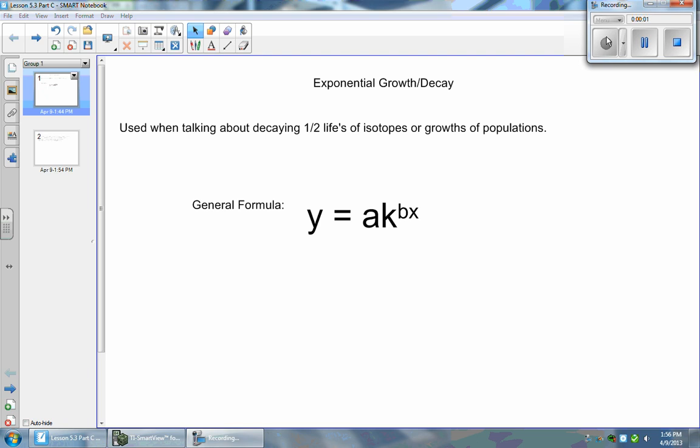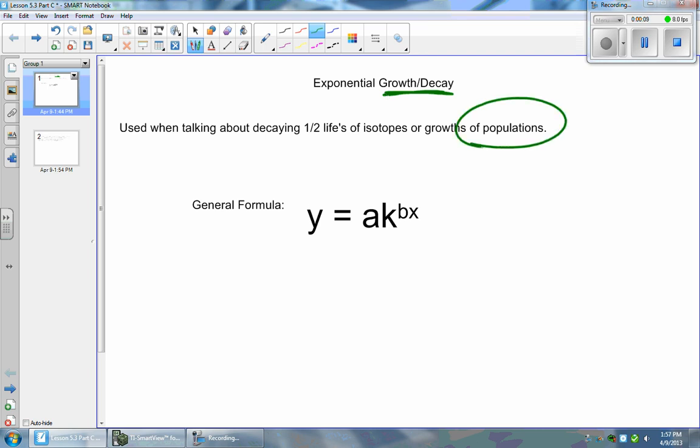Let's take a look at another type of exponential function. We're going to talk about growth and decay. What they mean here by growth is talking usually about a population: population of bacteria, population of people, population of whatever. And the decay is usually some sort of radioactive isotope. You've probably heard of half-lives before if you take science or any kind of physics. They like to talk about half-lives all the time.